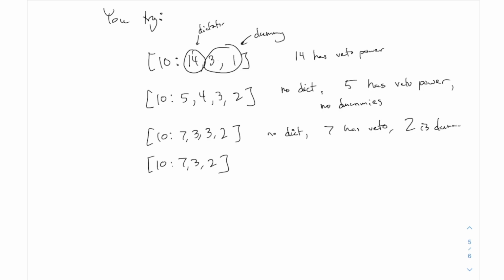All right, and how about the last one there? 7, 3, and 2. So again, there's no dictator. Again, the 7 has veto power because you need to use the 7 in order to get to 10.